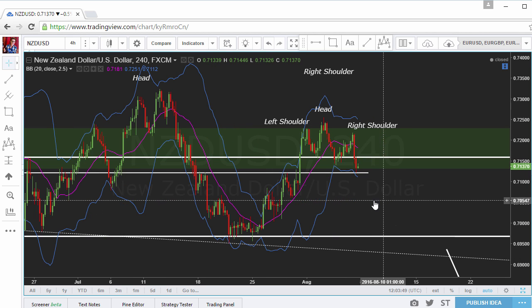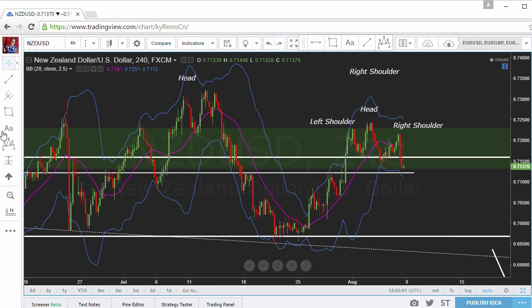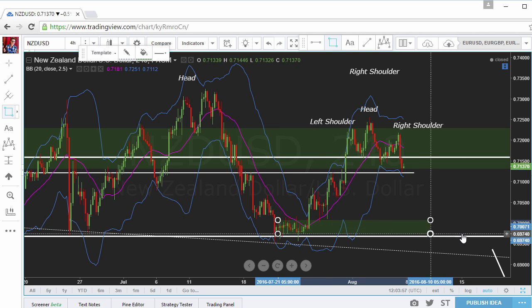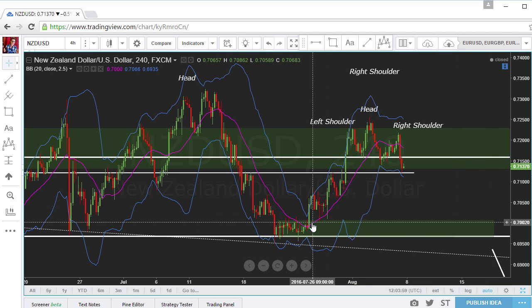And this one again, you can see very nice those wicks. And those wicks, where are they finding support? Right into this major demand zone here. So you can see this is a nice demand zone, although price has been trading in it a little bit too long for my personal taste.